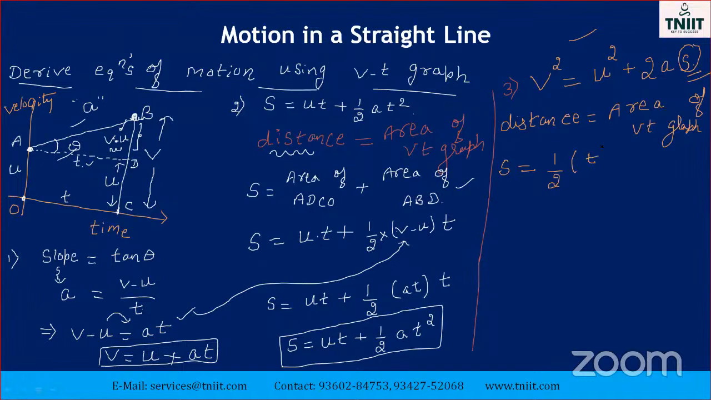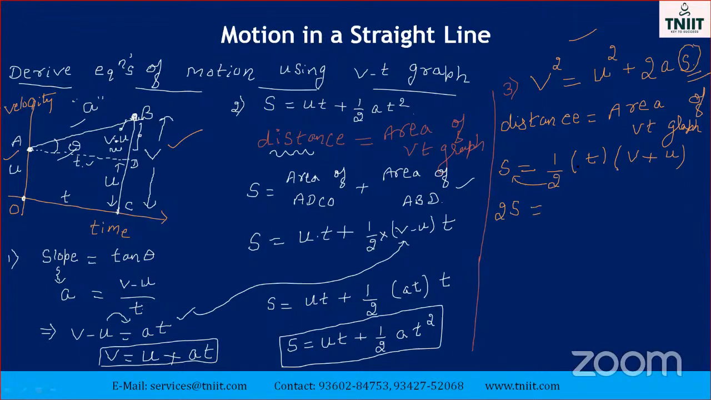That is T into, what is the sum of parallel sides? V plus U. This is V and this is U. Sum of the parallel sides, V plus U, into this T equals the distance covered, that is, the area of the trapezium. So S is equal to half times T into V plus U. You can cross multiply this.